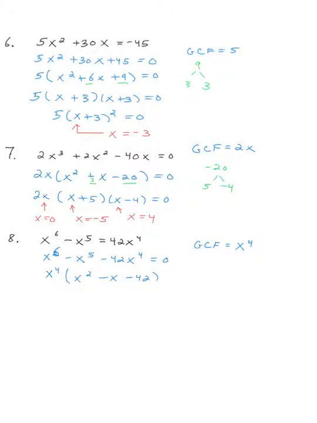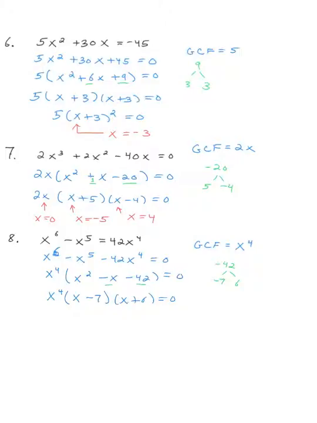is equal to 0. All right, a negative 42 adding to a negative 1 would have to be negative 7 and positive 6. That's x to the fourth times x minus 7, x plus 6.